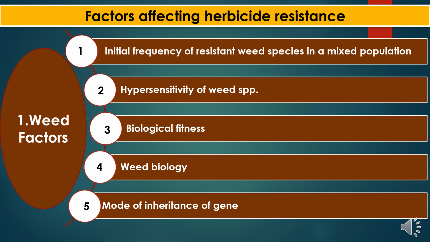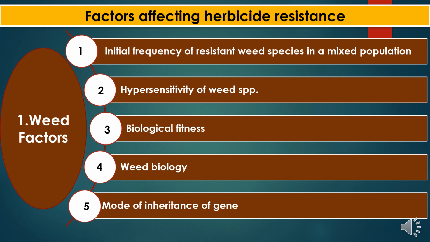Second factor is hypersensitivity of weed species. Some weed species are hypersensitive to a particular herbicide, which kills 90 to 95% of its susceptible population with a single application. In this case, selection pressure is higher and there is a quicker chance of resistance development. Third factor is biological fitness. It is the relative evolutionary advantage of a phenotype based on its survival and reproductive success. If a resistant biotype is biologically more fit, there is quicker establishment of resistance.